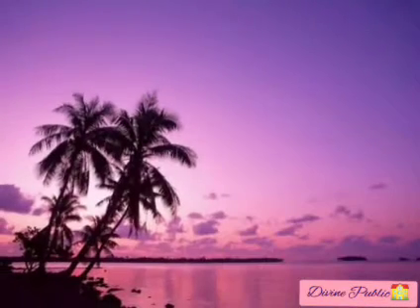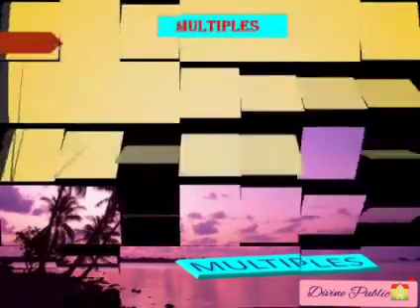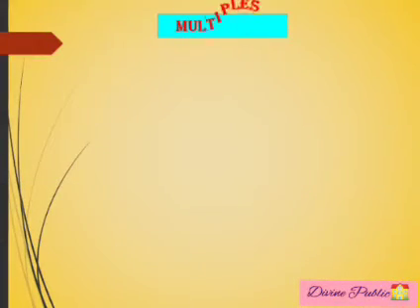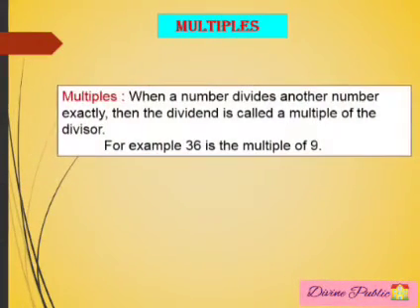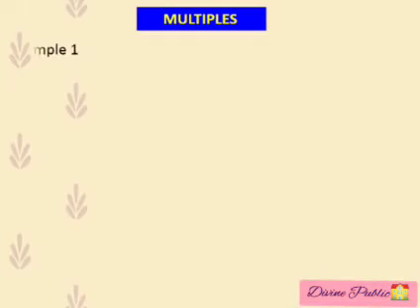Now, let us learn about multiples. When a number divides another number exactly, then the dividend is called a multiple of the divisor. For example, 36 is the multiple of 9, because we know that 9 divides 36 exactly. So, 36 is the multiple of 9. Let us see the example.